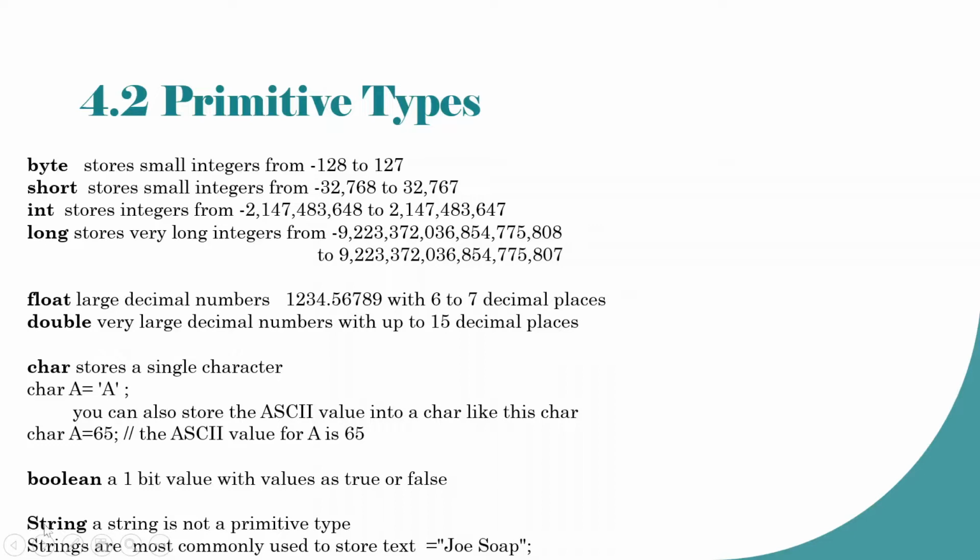And then I added string here, although it's not a primitive type. What I have on this page is all the types that we declare our variables, and it was useful to put string on this page.